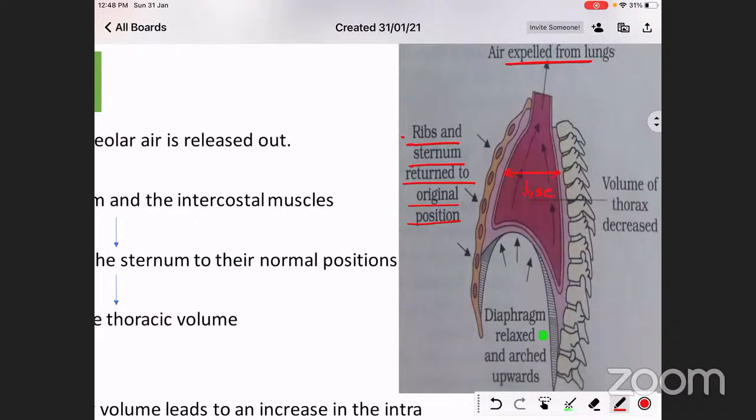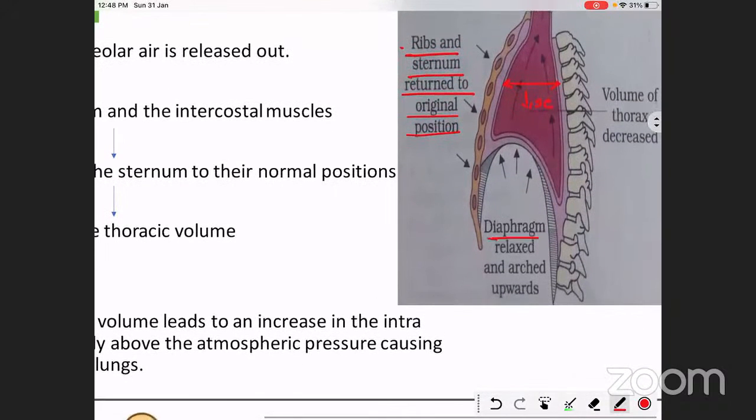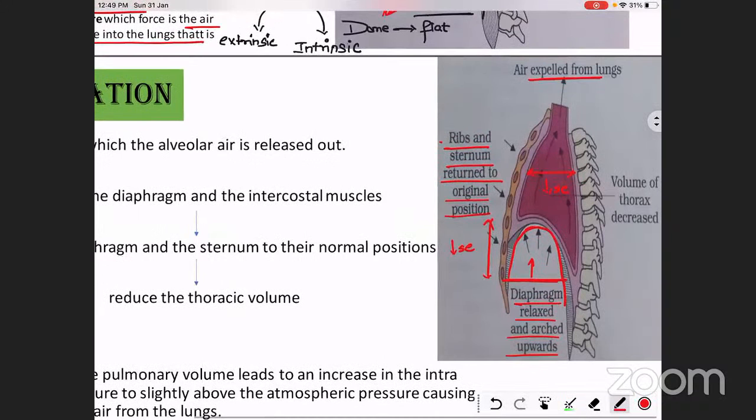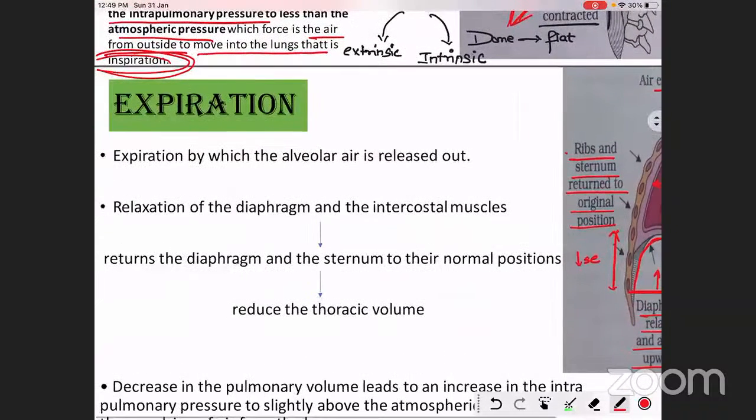Okay, other than that, you can see the diaphragm also coming from the flat position to the dome position. During the inspiration, somewhere here is the diaphragm; now it has reached the dome shape again. This much volume has again decreased. So overall there is a decrease in the volume, and if there is a decrease in the volume, there is an increase in the pressure. So that is what expiration is.